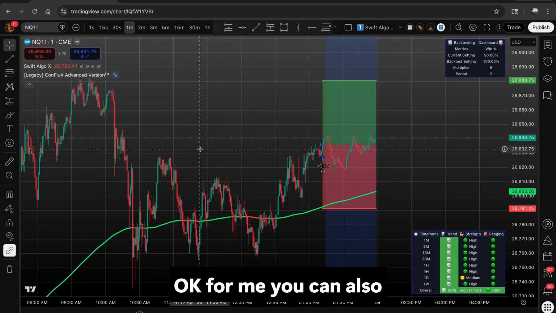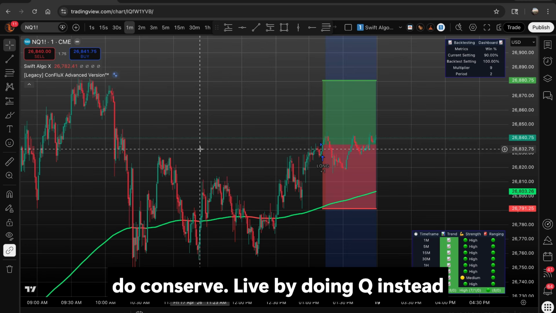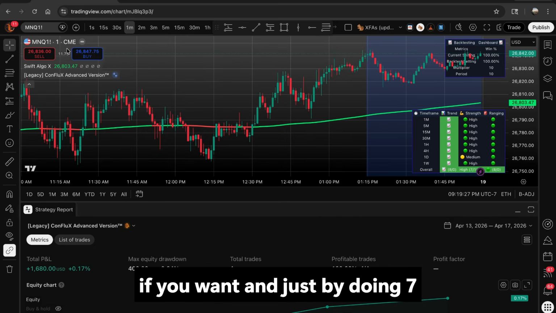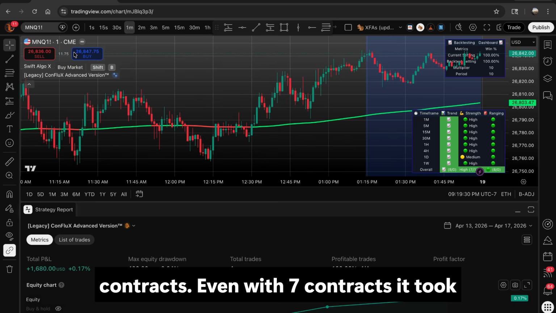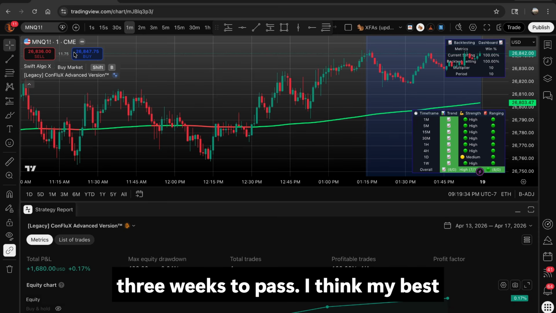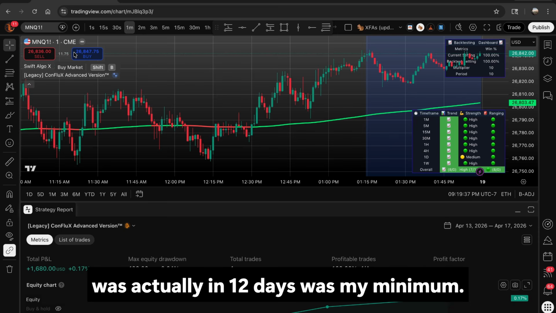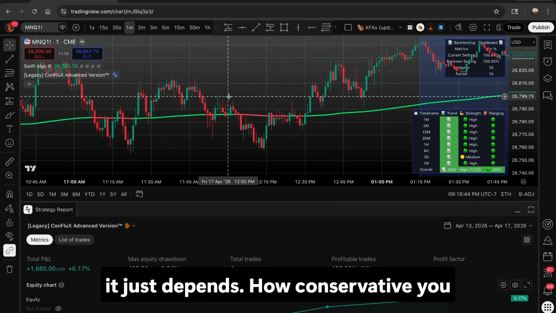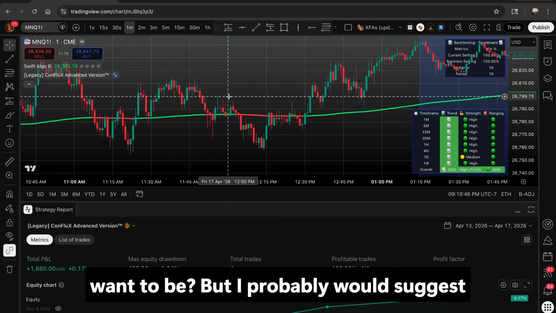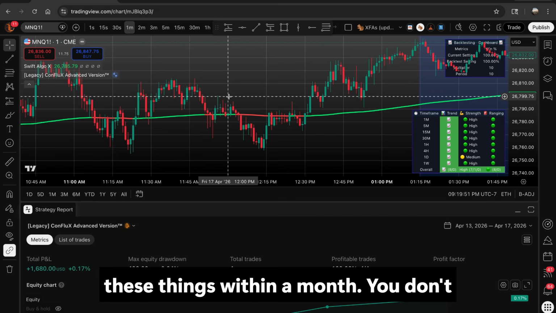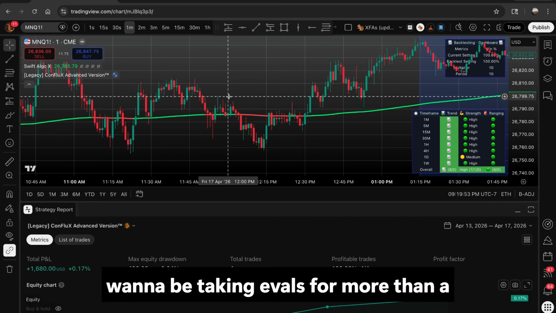Okay, for me, you can also do conservative by doing MNQ instead if you want, and just doing 7 contracts. Even with 7 contracts, it took me about 2 weeks, probably no more than 3 weeks to pass. I think my best was actually 12 days was my minimum. Or you can do 5 contracts, 4 contracts. It just depends how conservative you want to be. But I probably would suggest 7 to 10 contracts. You want to pass these things within a month. You don't want to be taking evals for more than a month, right?